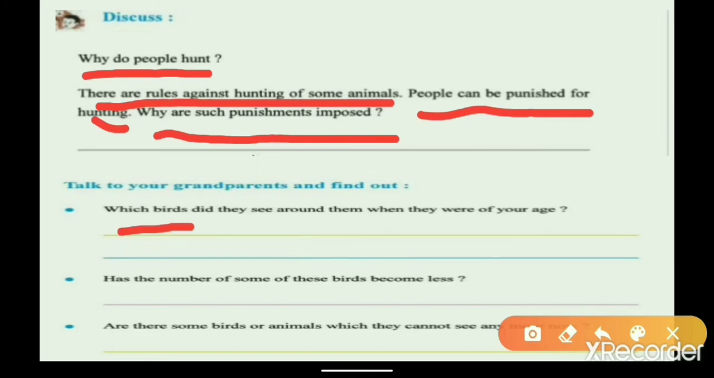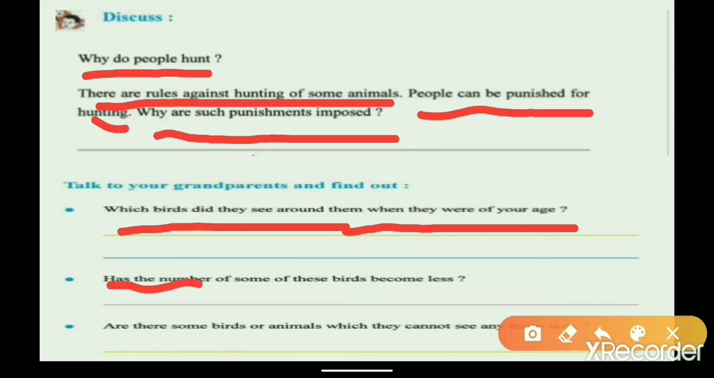Which birds did they see? You have to talk to your grandparents and ask them which birds they saw around them when they were young. When they were your age, which birds did they used to see? For example, crow, sparrow, parrot, these birds they used to see.